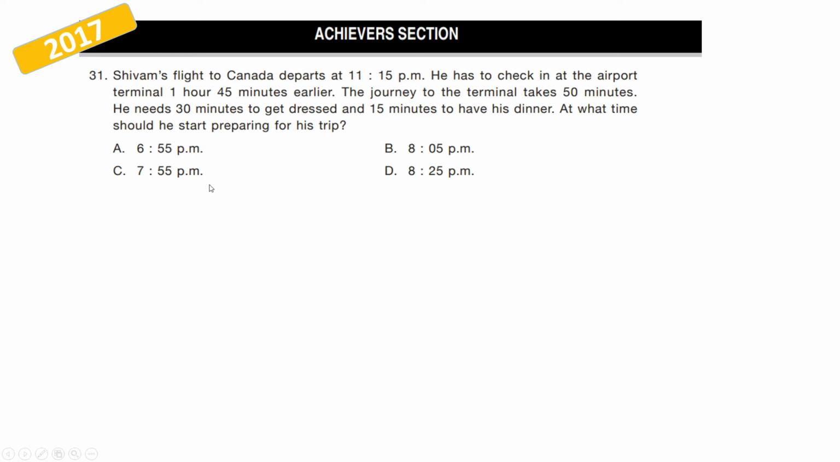The question reads, Shivam's flight to Canada departs at 11:15 p.m. He has to check in at the airport terminal 1 hour 45 minutes earlier. The journey to the terminal takes 50 minutes. He needs 30 minutes to get dressed and 15 minutes to have his dinner. At what time should he start preparing for his trip? Find the right answer.